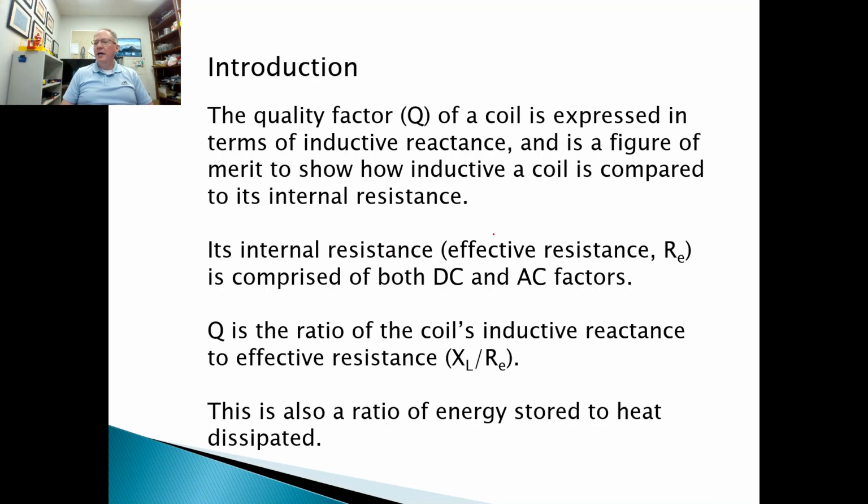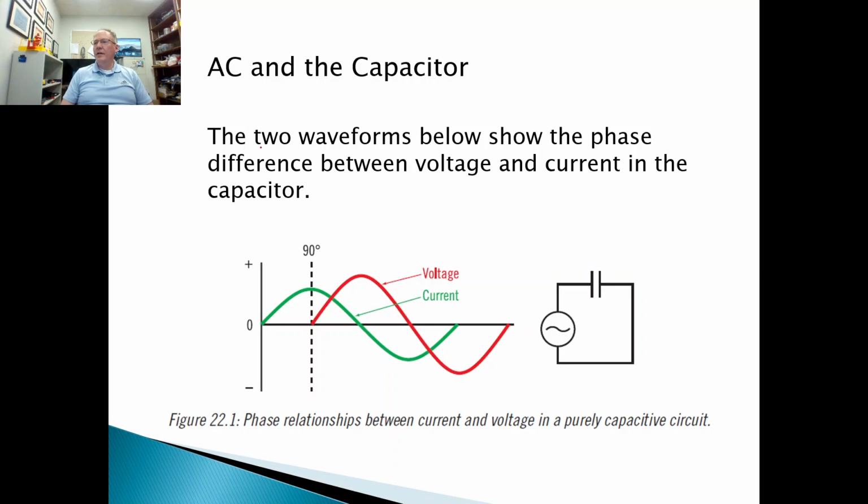Now there's a formula where the quality factor, or Q, is expressed in terms of inductive reactance as a figure of merit to show how inductive a coil is compared to its internal resistance. All right? Now let's look at this AC.